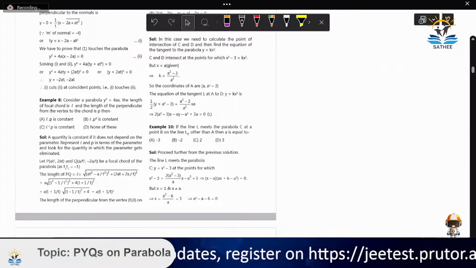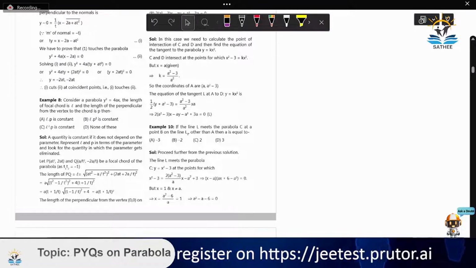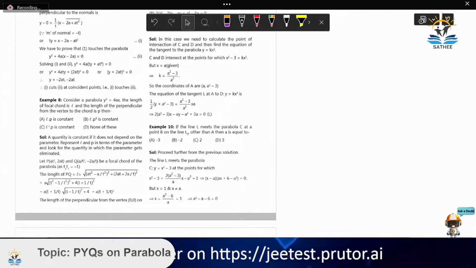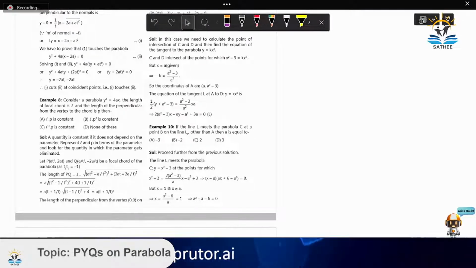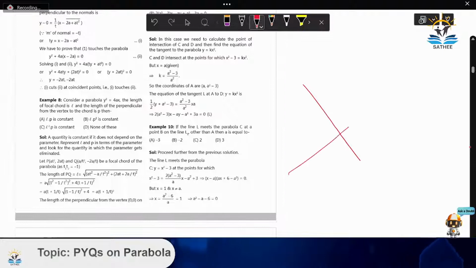So let's do this part. I'm doing example 8. Consider a parabola y square is equals to 4x. The length of the focal chord is L, and the length of the perpendicular from the vertex to the chord is p. Then, okay, so let's take the standard case.